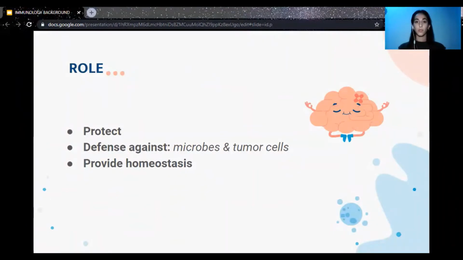So first of all, about definitions and the structure of the immune system. First, we need to describe the main function and the main role of this system. The main function of the immunologic system is to protect the individual from infections, primarily from microorganisms, but also against non-infectious substances that are capable of triggering an immune response. So the role is to protect, to defend against microbes and tumor cells too, and to provide homeostasis.